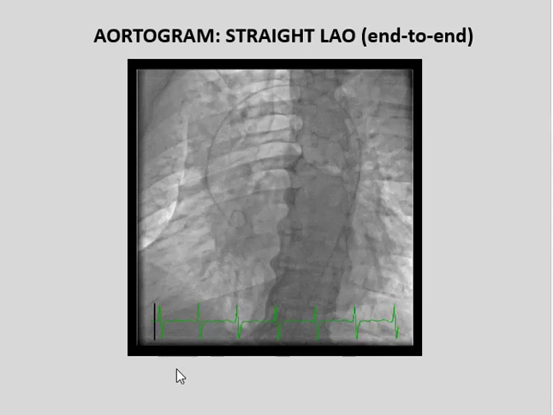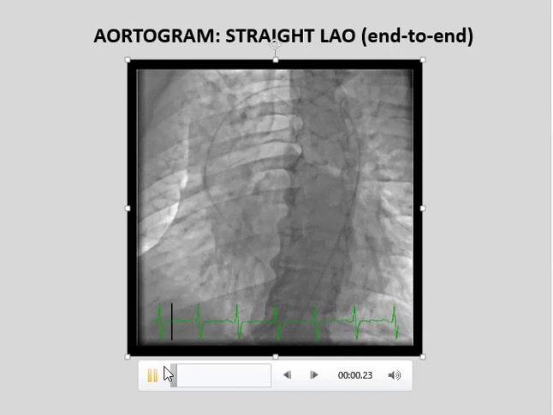That view is in contrast to this one, which is in the opposite direction. This is in a straight LAO, which means it's on the left side of the patient. The ventriculogram that you just saw was on the patient's right, straight RAO. So you're looking at it from a totally different side, and we're looking at the heart end to end, from apex to base.